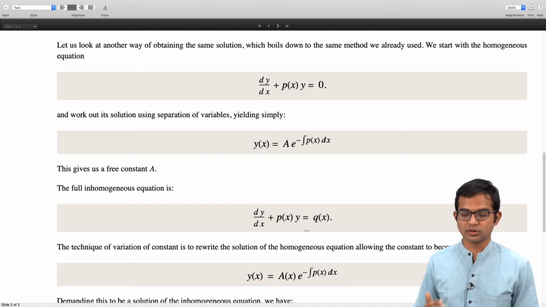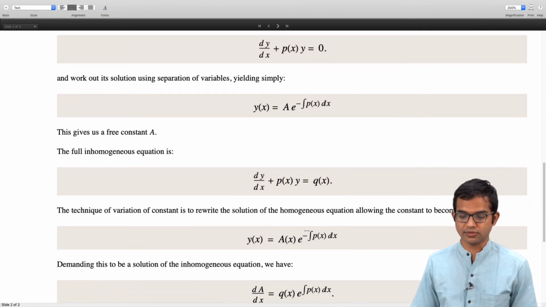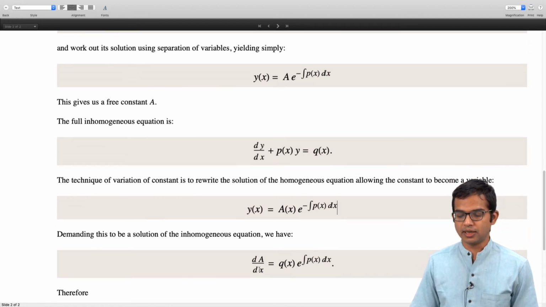So what should this function a of x be? Is it possible to find such a function? If you demand this to be a solution of the inhomogeneous equation, we find that dA by dx must be equal to q of x. So this is now simply a matter of writing dy by dx plus p of x times y is equal to q of x and then plugging it in, right?